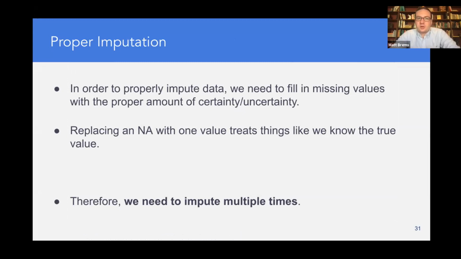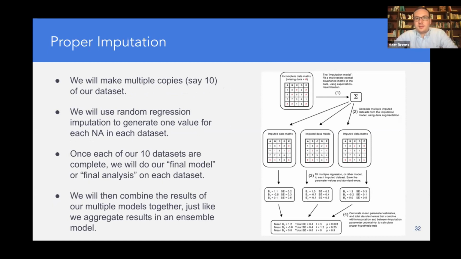which brings us to proper imputation. In order to properly impute data or fill in those missing values, we need to fill in missing values understanding the proper amount of certainty and uncertainty we have in a given position. Replacing an NA with one value treats things like we know definitively what that value is. If there's a missing value and you plug in a value of 4, you're effectively saying, I know definitively that this value is 4. But that's not true. We need to impute multiple times. And I'll show you what this means.